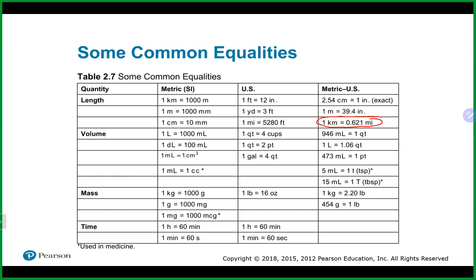All right, let's take a look at some of these equalities, some common equalities. Once again, anything in this column is considered exact. Anything in the US column or English column there is exact. And again, here you should look at the sig figs except for the one that is labeled exact, right? So you don't have to worry about that one.